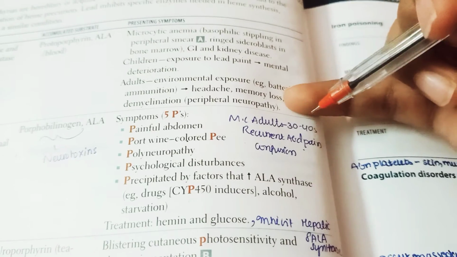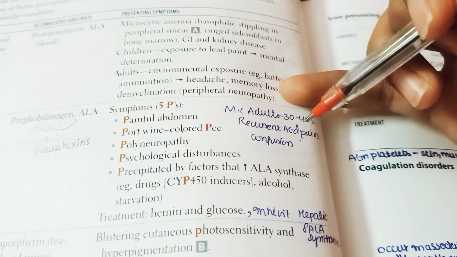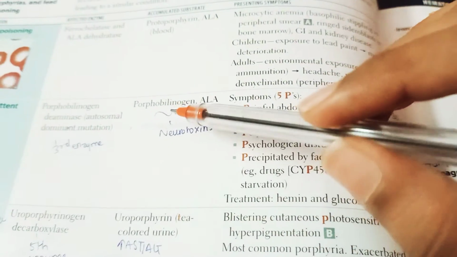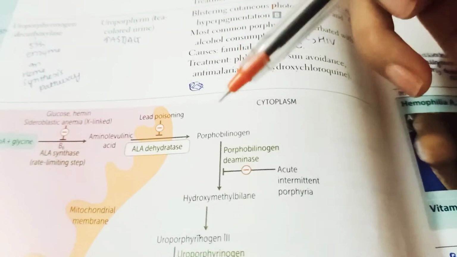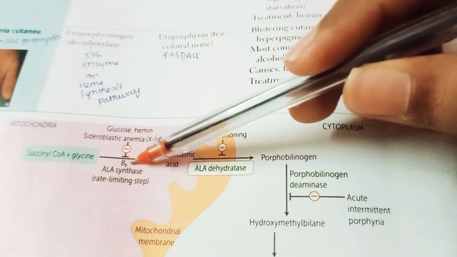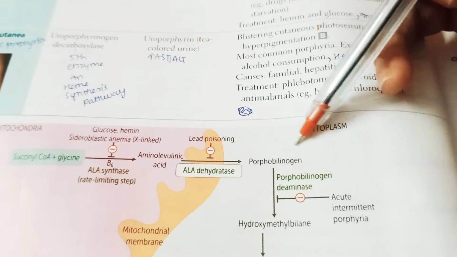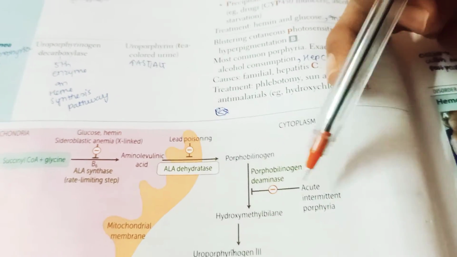So most common cause in adults 30 to 40 years, recurrent abdominal pain and confusion. So actually this porphobilinogen and ALA are neurotoxins, so that's why in treatment we are inhibiting this ALA synthase so that this porphobilinogen will not accumulate in acute intermittent porphyria.